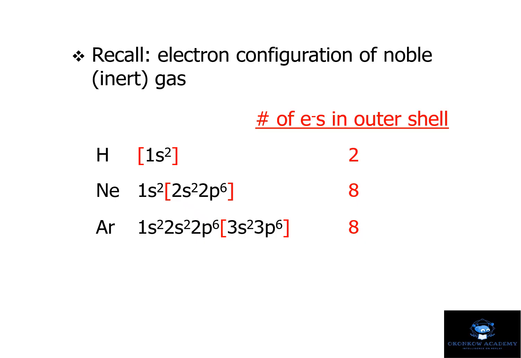So as you know, hydrogen has 1 electron. When it gains an extra one, it becomes 2, which makes it helium-like. That's why hydrogen aims for 2 outer shell electrons. Then neon, which is 8.